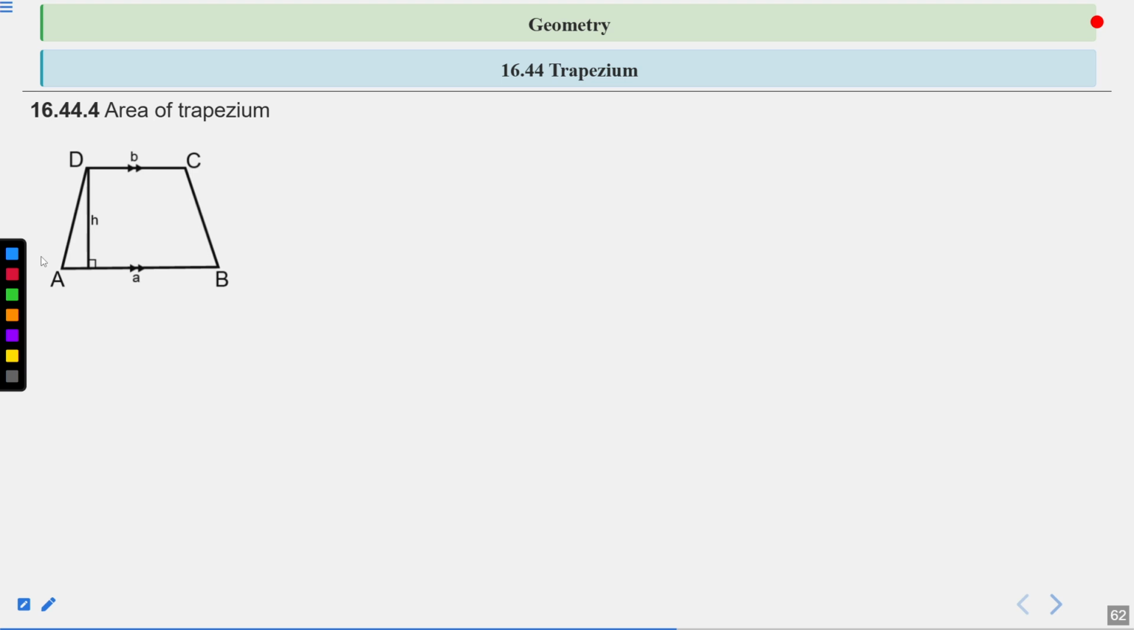So the area of the trapezium. So this is the diagram of the trapezium. Now we can calculate the area of the trapezium ABCD, which is equal to half of the sum of the parallel sides multiplied by the height. Then we get the area of the trapezium. Next one.